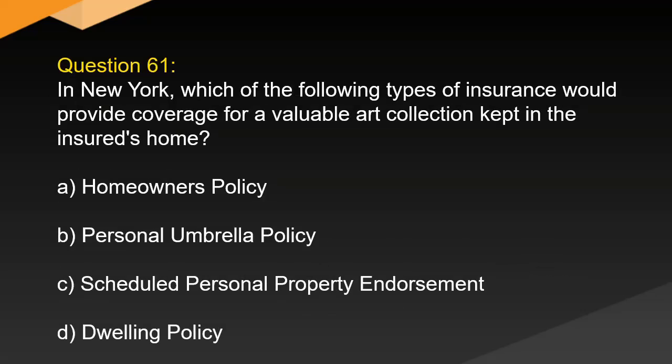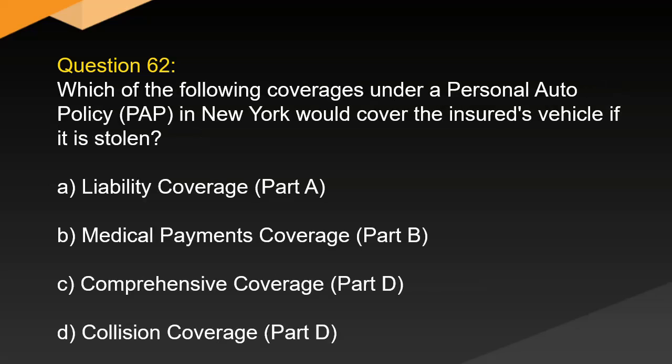Question 61. In New York, which of the following types of insurance would provide coverage for a valuable art collection kept in the insured's home? A. Homeowner's policy. B. Personal umbrella policy. C. Scheduled personal property endorsement. D. Dwelling policy.